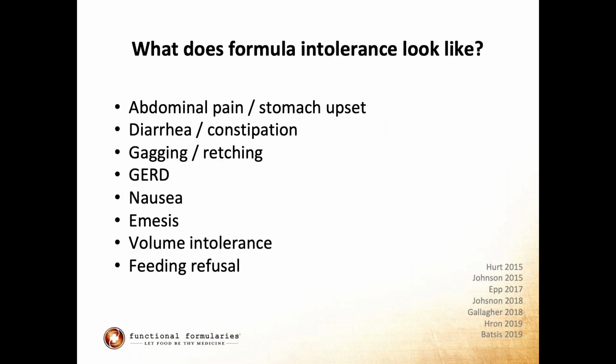So, formula intolerance was one of the cited reasons on the previous slide. We're going to take a look at this. But what does formula intolerance look like? These are some of the most commonly cited reasons in the literature: abdominal pain, stomach upset, diarrhea and constipation, so bowel management, gagging and retching, gastric reflux disease, nausea, vomiting, volume intolerance, feeding refusal. These are all very common things that we may be seeing in patients that we're managing enterally. And we will take a further dive into this too as we go along.